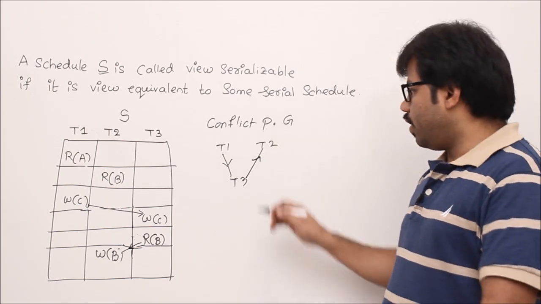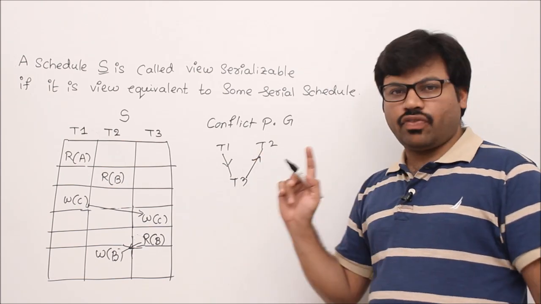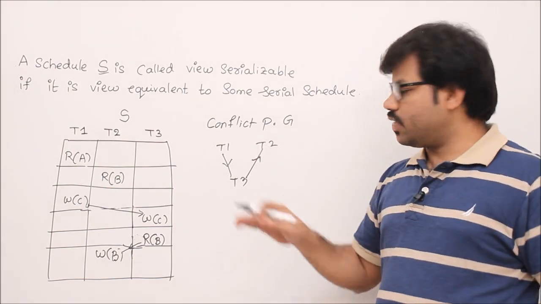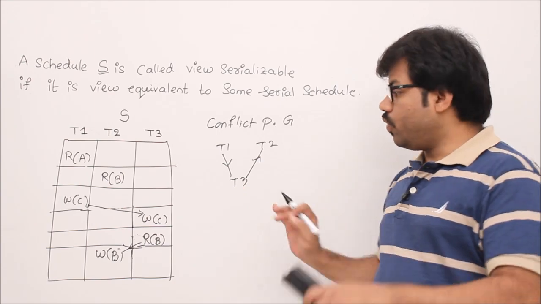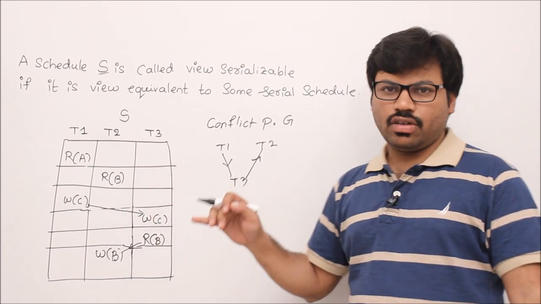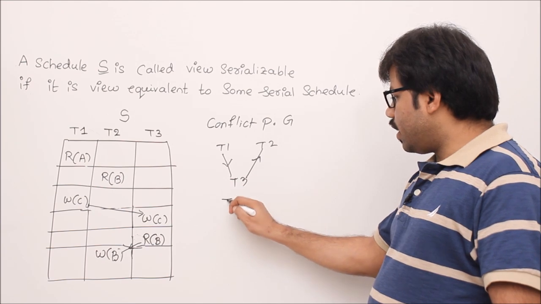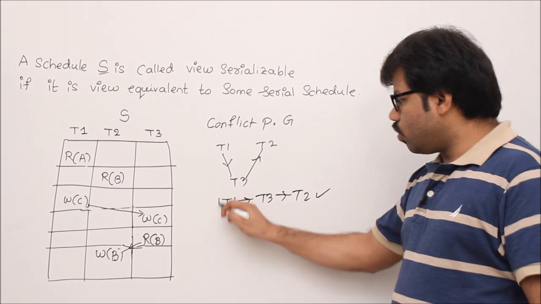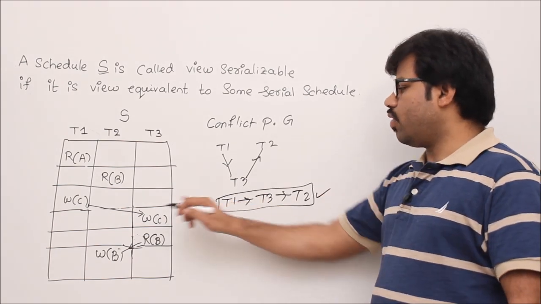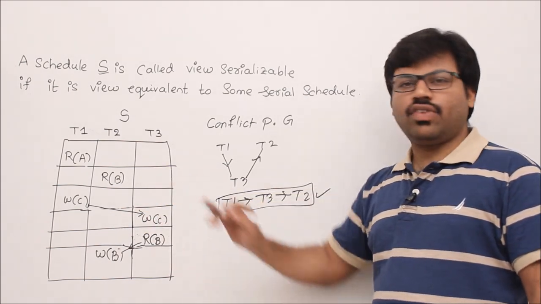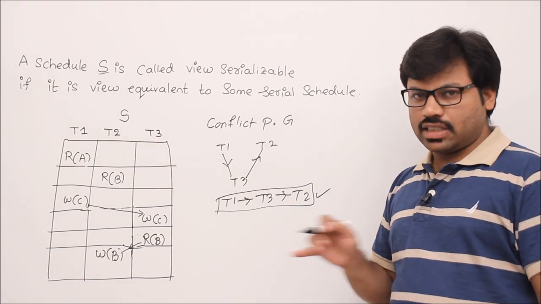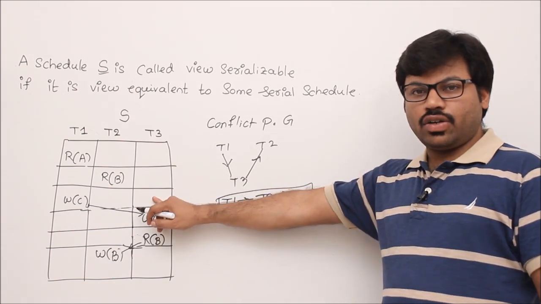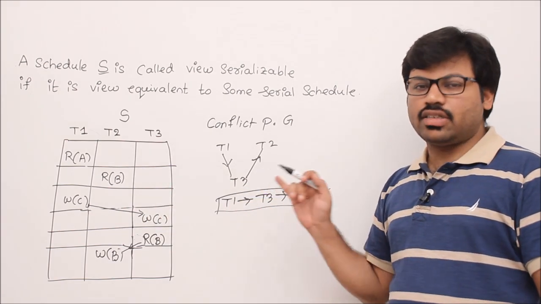What I want to say is that this is a necessary and sufficient condition. That means whatever serial schedule satisfies this graph is definitely conflict equivalent to this schedule. For example, this one is T1, T3, T2. Only this serial schedule satisfies this condition, so this is definitely conflict equivalent to this one. Hence this is conflict serializable. In the GATE exam, they ask this kind of question. They give a schedule and ask whether it is conflict serializable or not.